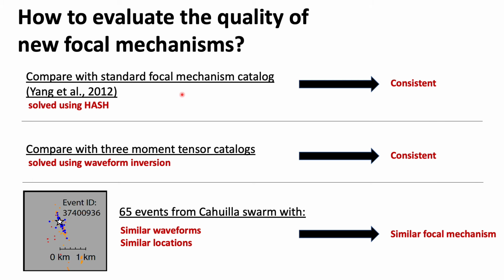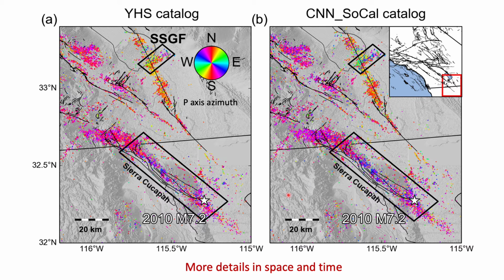To check the quality of the new catalog, we first compare it with the standard catalog and find that they are very consistent. Compared with the standard catalog, the new catalog is more consistent with moment tensor catalogs solved using waveform inversion methods. And the repeating earthquakes share more similar focal mechanisms in the new catalog compared with the standard catalog. Here are the map views of focal mechanisms in Southern California and Northern Baja California. Our new catalog delineates more details in space and time.